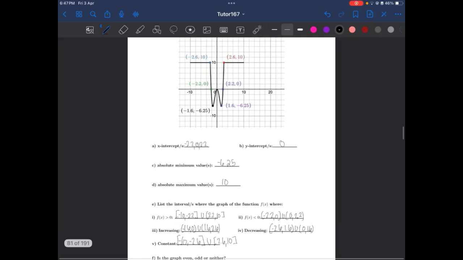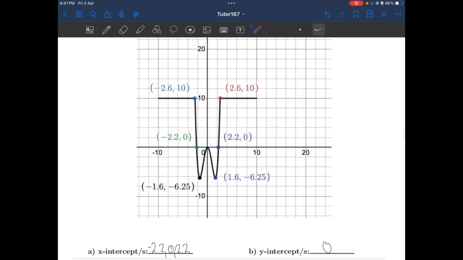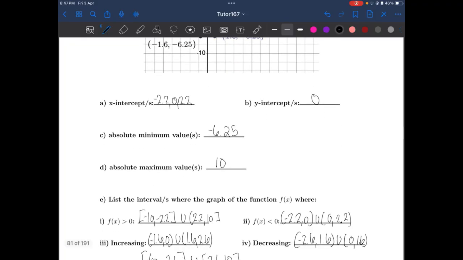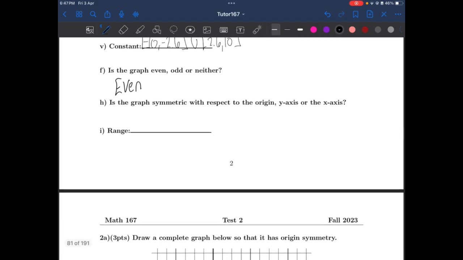Is the graph even, odd, or neither? Our graph is even because if you fold it in half on the y-axis, you get the same exact thing. So it is even. And when it's even, it's symmetric with respect to the y-axis.